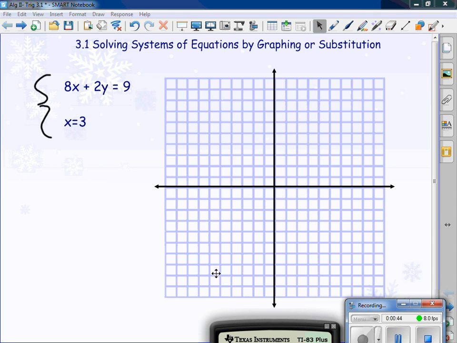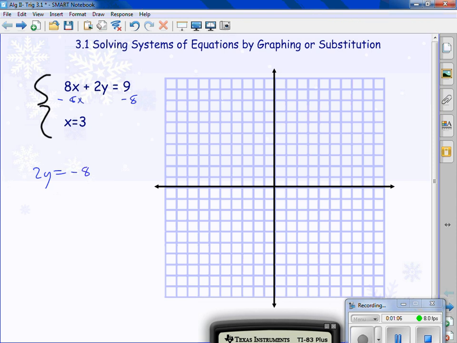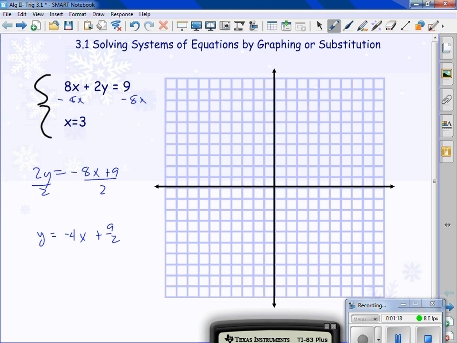Now, in order to graph these, they need to be in slope-intercept form. Is this one in slope-intercept form? No. I need to rearrange it. What needs to be moved first? The x. I need to move the 8x. So I'm going to subtract the 8x over. So I have 2y equals negative 8x plus 9. Divide everything by 2. So I have y equals negative 4x plus 9 halves.